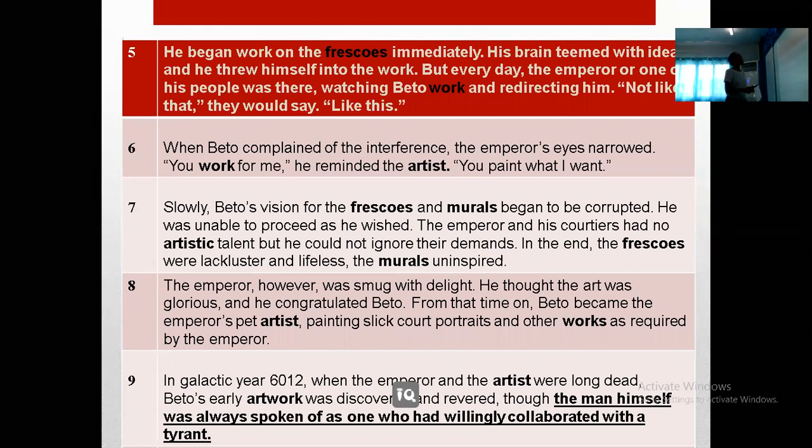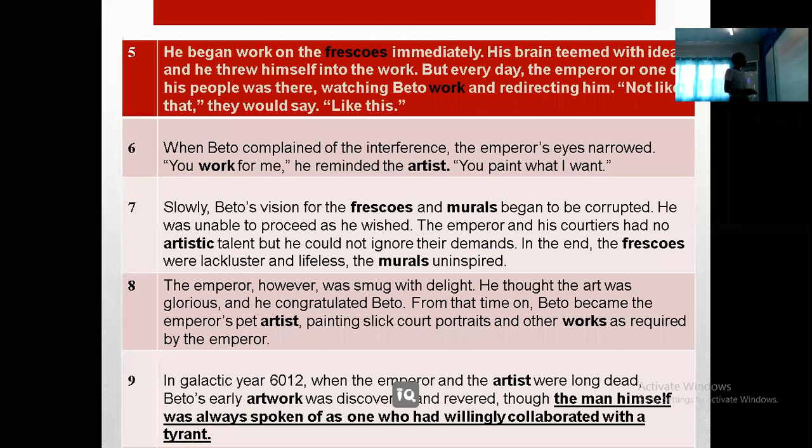He began to work on the first post immediately. His brain teemed with the idea and he threw himself into the work. But every day, the emperor or one of his people was there watching Beetle work and redirecting him. Not like this, they would say, like this. When Beetle complained of the interference, the emperor's eyes narrowed. You work for me, he reminded the artist. You paint what I want.